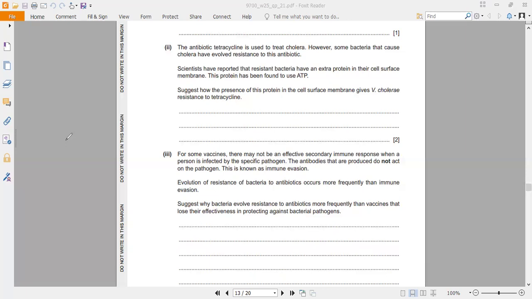So we should write: if the drug cannot stay inside the cell, it cannot do its job. I am going to write this answer with detail, because it is only 2 marks, but you can do it according to your own writing. The protein acts as an active transport pump.